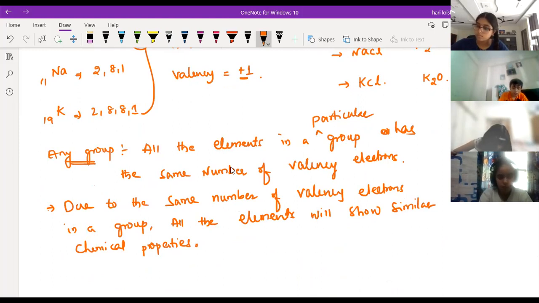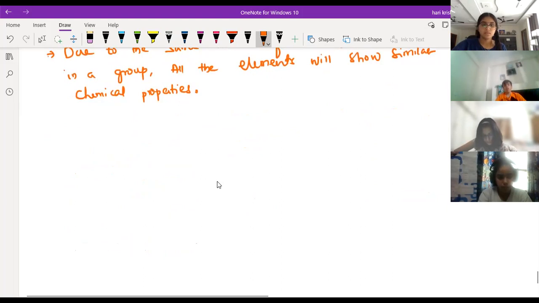Now we will take the example for group number 13. Check for group number 13 in the same way as group number 1. Like boron, how many electrons will be there in the outermost shell? 3, sir. We'll check for boron, aluminum, and gallium also. Okay, leave gallium because it's a higher element. It will be somewhat confusing.